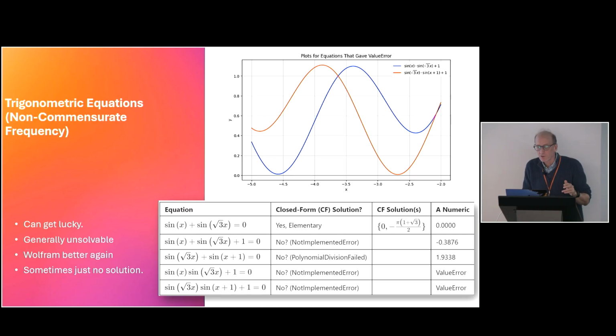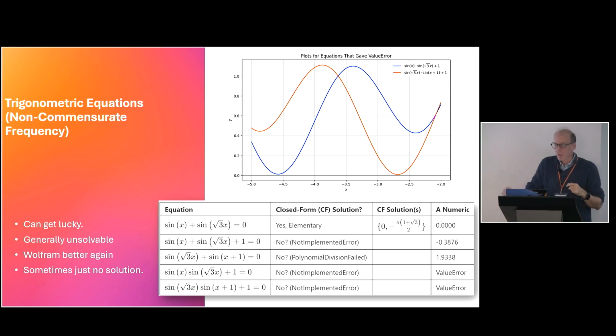And the worst case for trigonometry is if the inputs to our equations are different values, not multiples of each other, like x and square root of 3 times x. That means their frequencies aren't even comparable. It's still, of course, always possible to just construct something and be lucky and be able to get a solution. But generally, these aren't solvable.